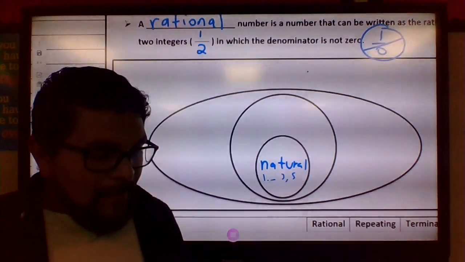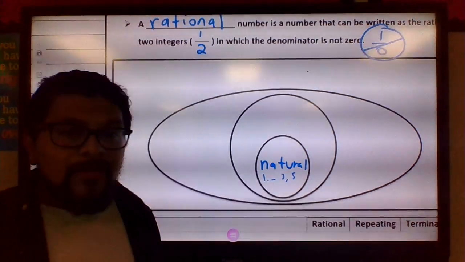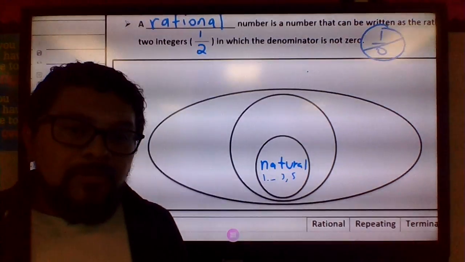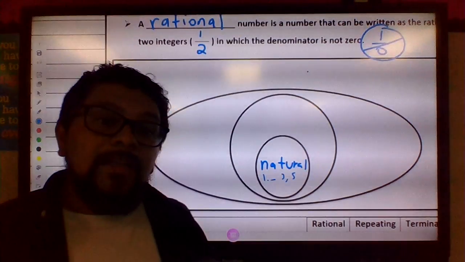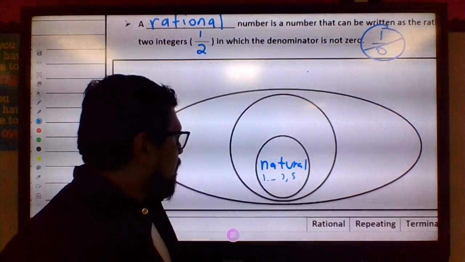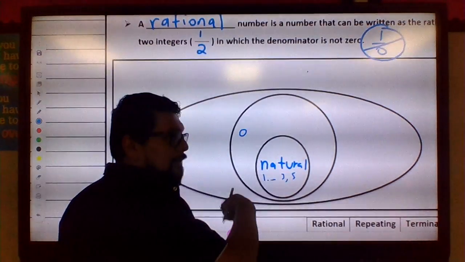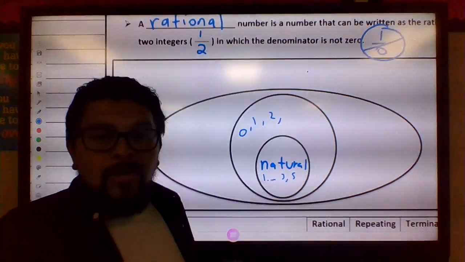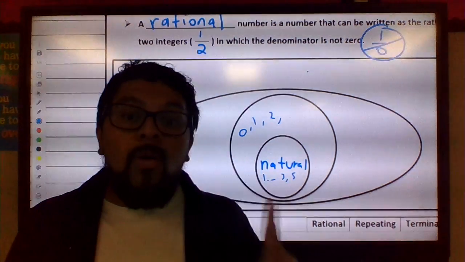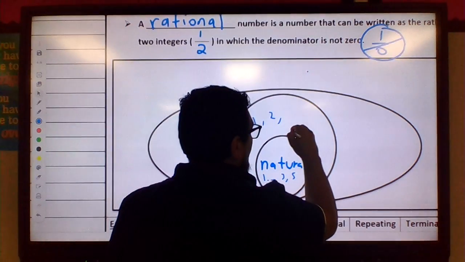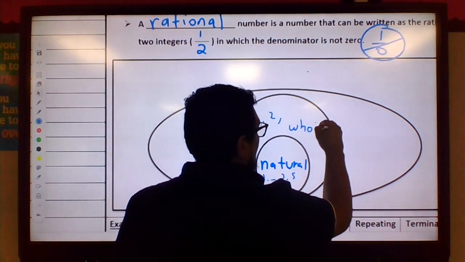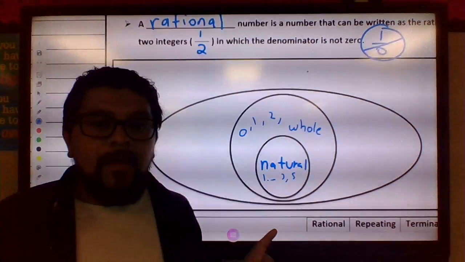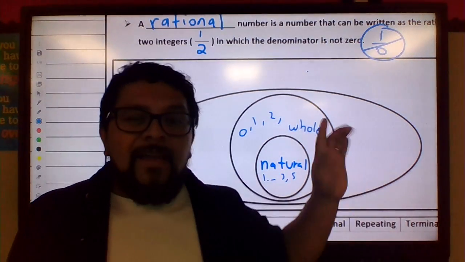The next set of numbers are called whole numbers. Whole numbers do include the number 0, and then it continues 1, 2, all the way to a million. And remember, they are whole numbers, so you're going to put it right here. Whole numbers. You probably learned this in first or second grade.